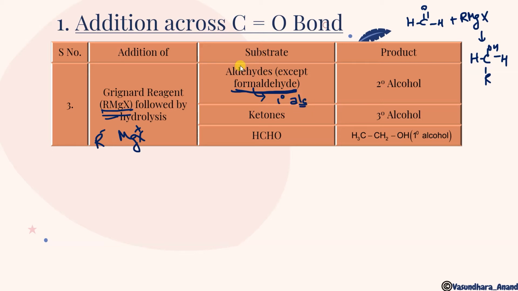Any other aldehyde, like acetaldehyde, propanaldehyde and all that, will give you secondary alcohol, and ketones will give you tertiary alcohol. Here I have mentioned aldehyde: if I am using formaldehyde, it will give you primary alcohol. Clear? Any doubt in this? The same mechanism we have done. The positive part will attach to the oxygen and the negative part will attach to the carbon.